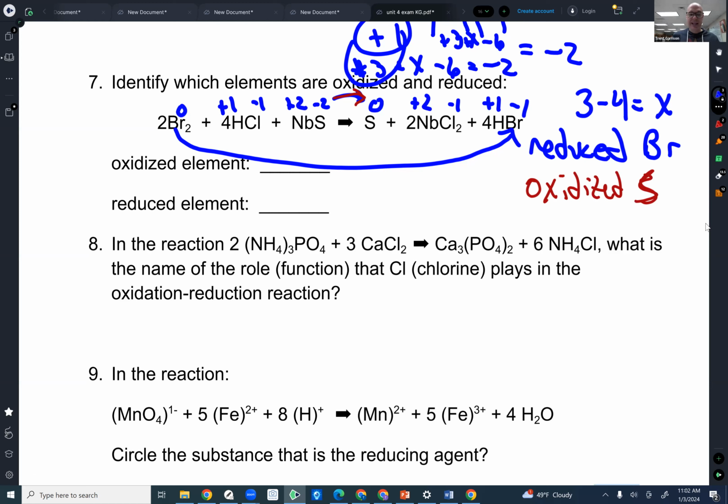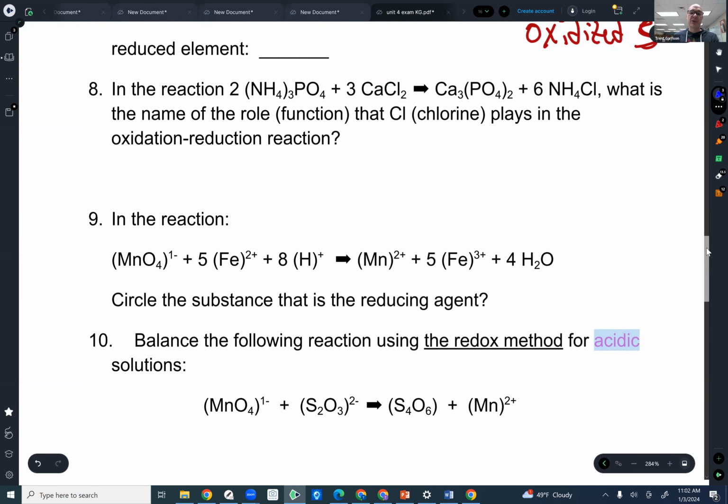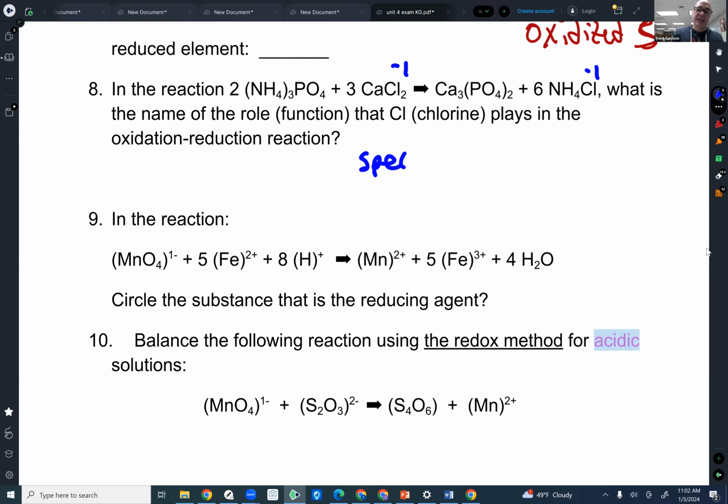All right, number 8. In this reaction, what is the name of the role of chlorine? Well, chlorine in this problem did not change its charge, so it's called a spectator ion.